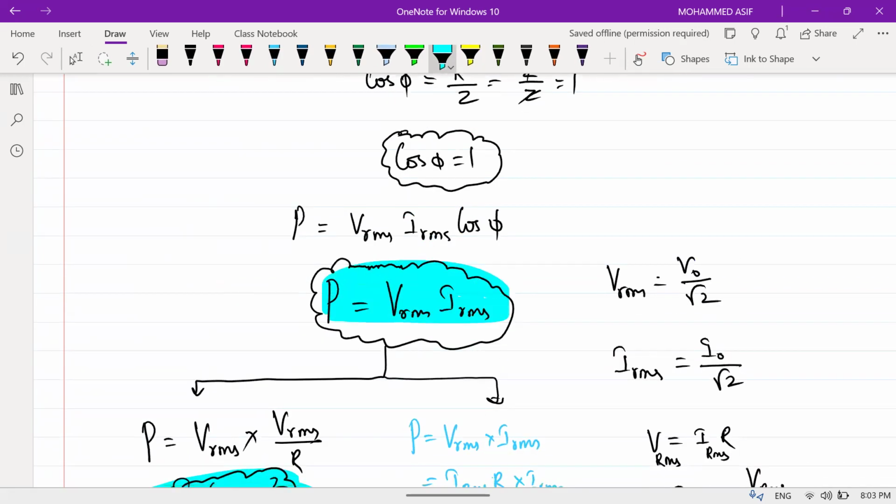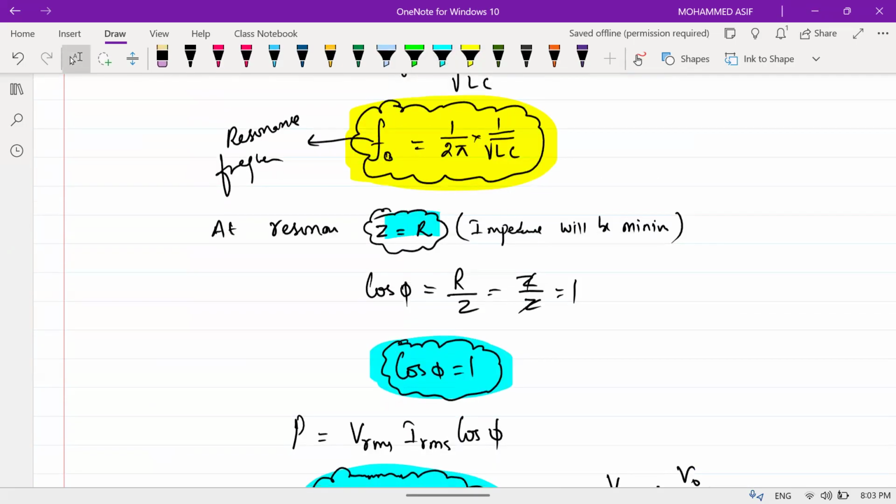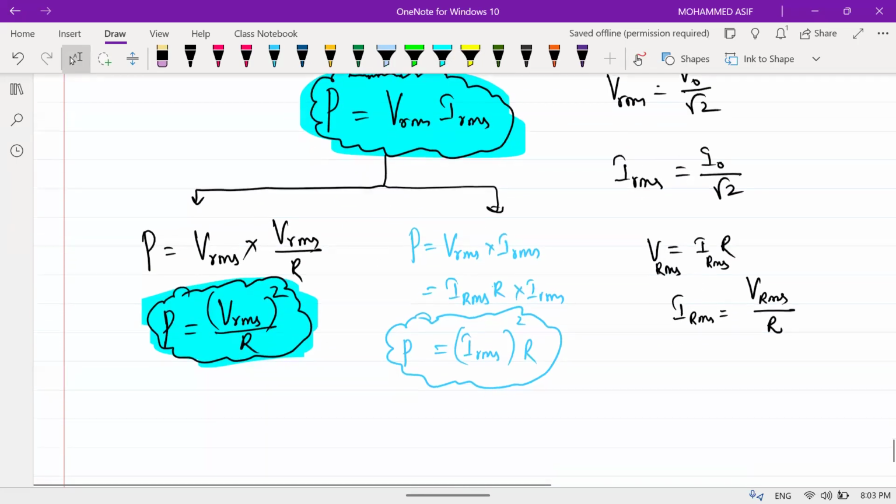So P is equal to VRMS, IRMS, this one. And for the resonance condition, the cos phi value will be equal to 1. That means in resonance, impedance will be minimum. Clear?